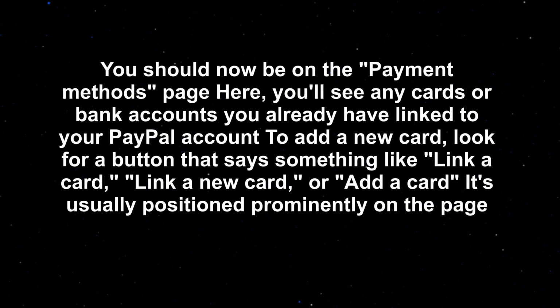To add a new card, look for a button that says something like Link a Card, Link a New Card, or Add a Card. It's usually positioned prominently on the page. Click that button, and a form will pop up asking for your card details. This will include your card number, expiration date, and the CVV security code on the back of your card.